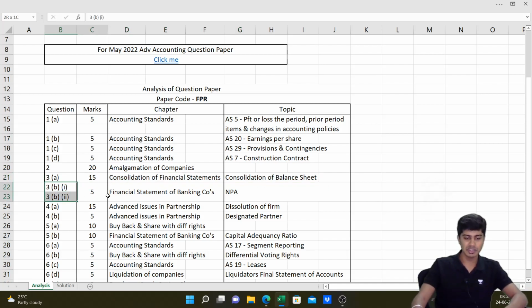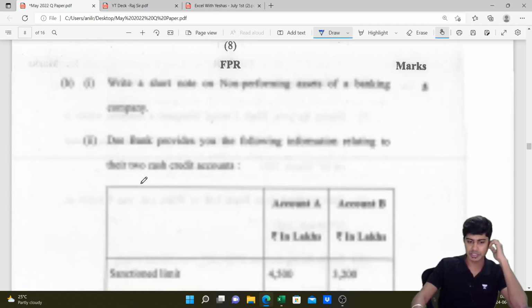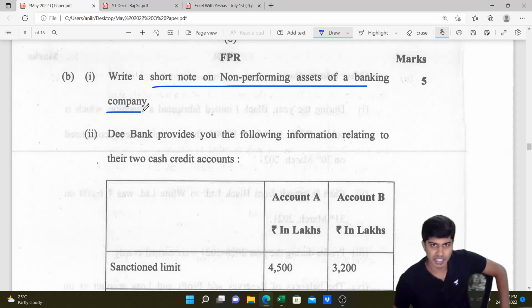Let's see 3B1, 3B2, both are from banking companies. Yeah, come on. What is the question on banking companies? They're asking to write a short note on non-performing assets of banking company. We've discussed this in detail in our class.